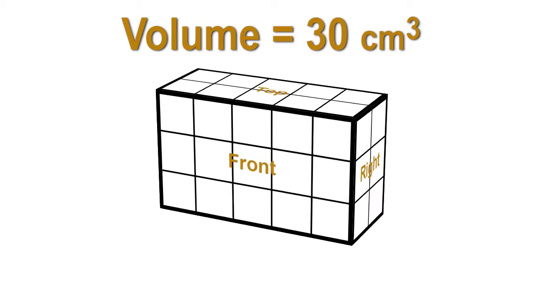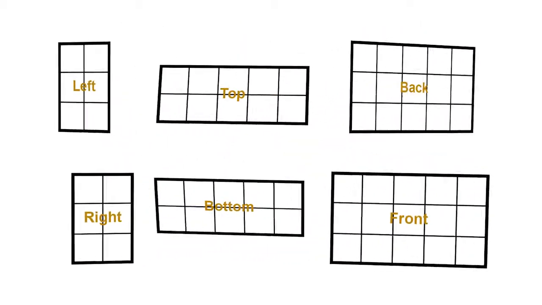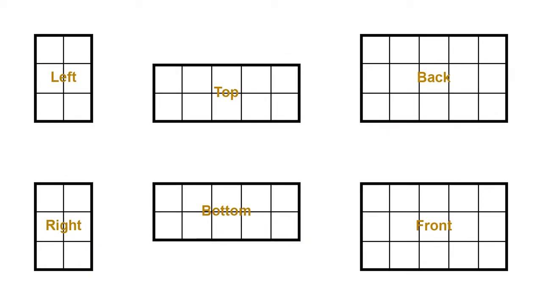Let's take a closer look at the faces of the prism. Here are the 6 faces of the prism. Each face is a rectangle. The front and back, top and bottom, and left and right pairs of faces are all congruent. These 6 faces represent the outer surface of each side of the prism.